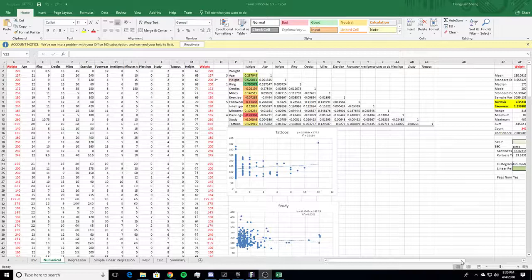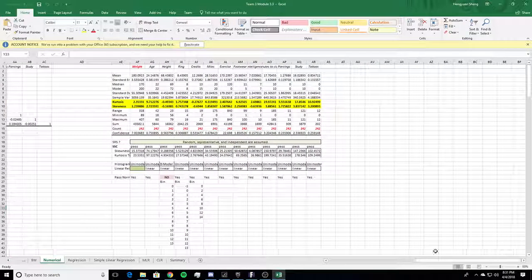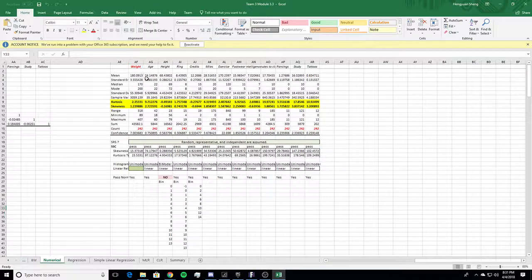So, just starting off a little bit, our response variable is weight, and we're trying to determine the relation with weight among our other data points and data sets: age, ring, credits, miles, exercise, footwear, intelligence, minutes to class, studies, piercings, tattoos, height. So, just starting off, we have to understand that these variables have to first pass the normality assumption, which you see over here. So all of them pass except for height.